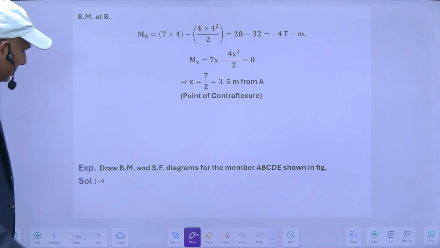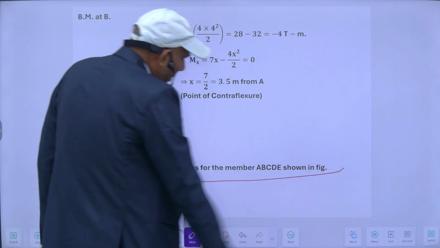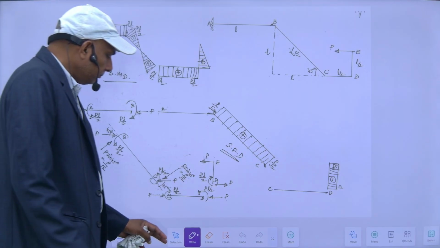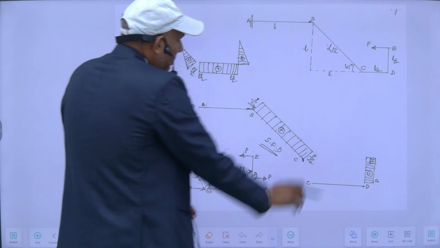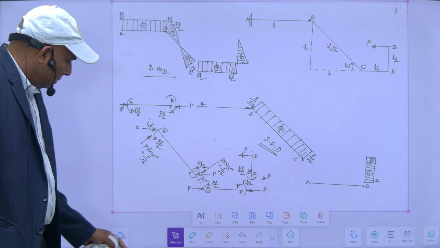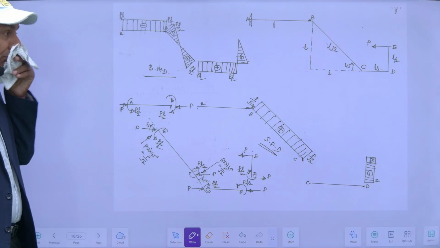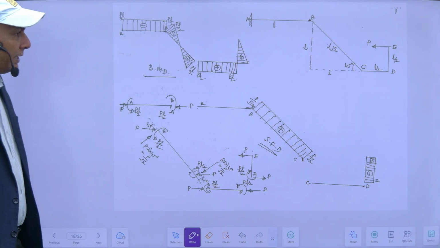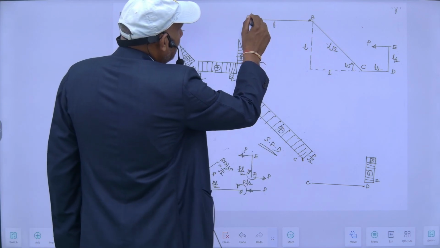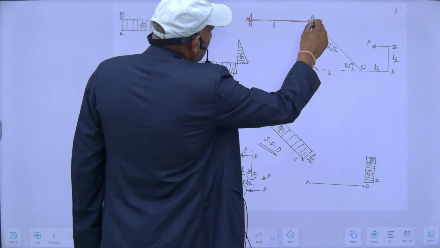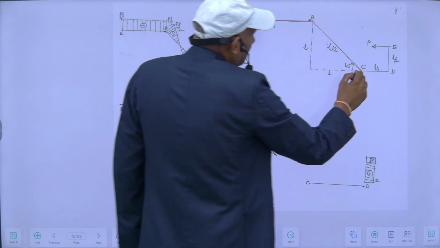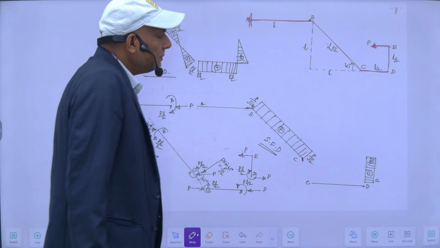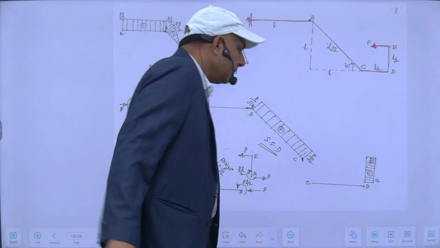So let's start another numerical. Draw BM and SFD for the member ABCD shown in the figure. The member has been shown, and I have to draw its SFD and BMD. So if you see, it is like this. This end is fixed. This is a kind of bracket. So there is a horizontal load of P kilonewton here.